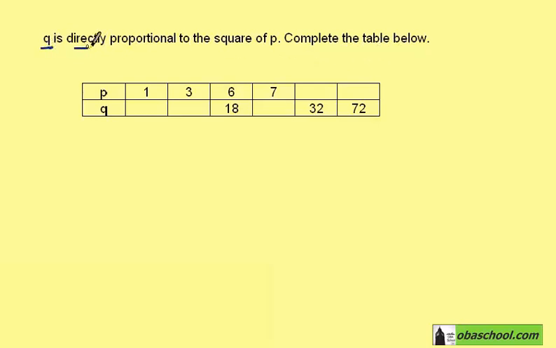Q is directly proportional to the square of P. This tells us we have a formula of the form Q is equal to K times P squared, where K is a constant of proportionality to be found.